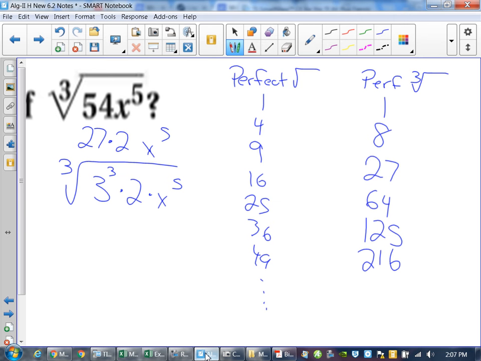How many times does 3 go into 3? Once, so 1 comes out. Does any stay in? No. 2 doesn't work, but how many times does 3 go into 5? How many stay in then? 2. Yeah, you just had it backwards. So 1 comes out, and we leave on the inside a 2x squared. And then you're done. You simplify.